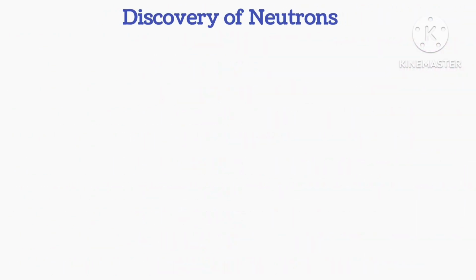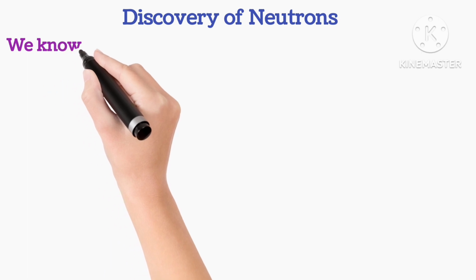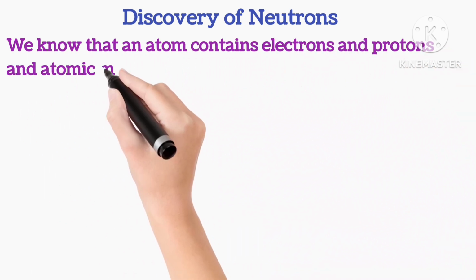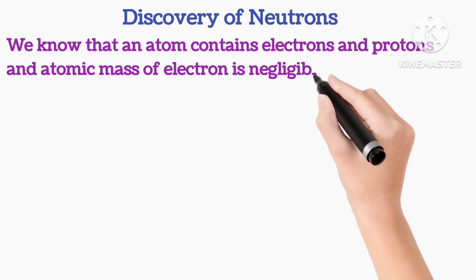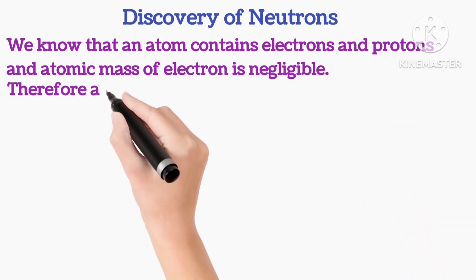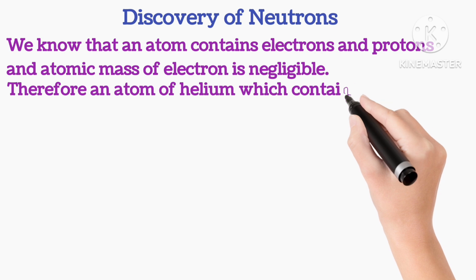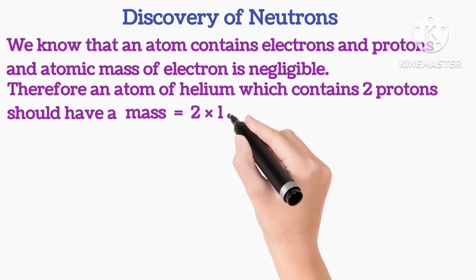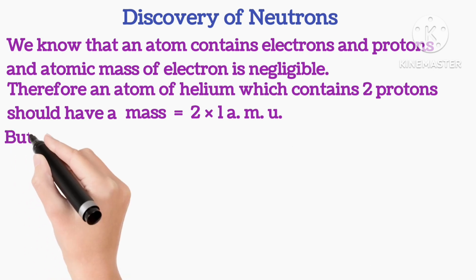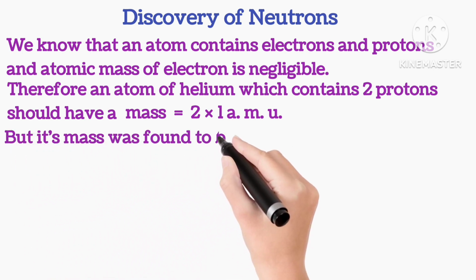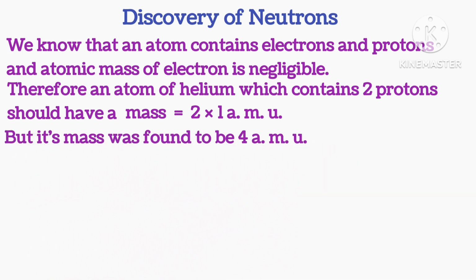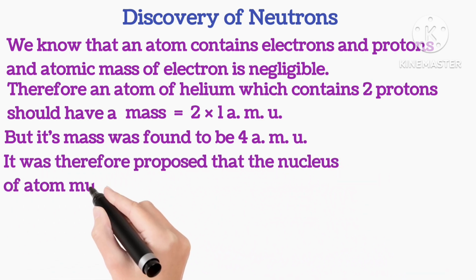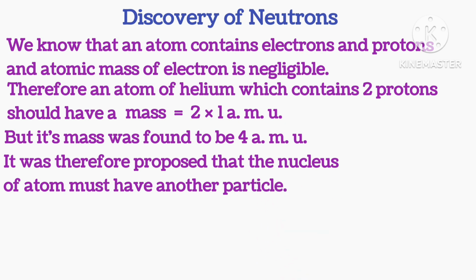Discovery of neutrons. We know that an atom contains electrons and protons, and the atomic mass of an electron is quite negligible. Therefore, an atom of helium which contains 2 protons should have a mass of 2 AMU, but its mass was found to be 4 AMU. It was therefore proposed that the nucleus of an atom must have another particle.